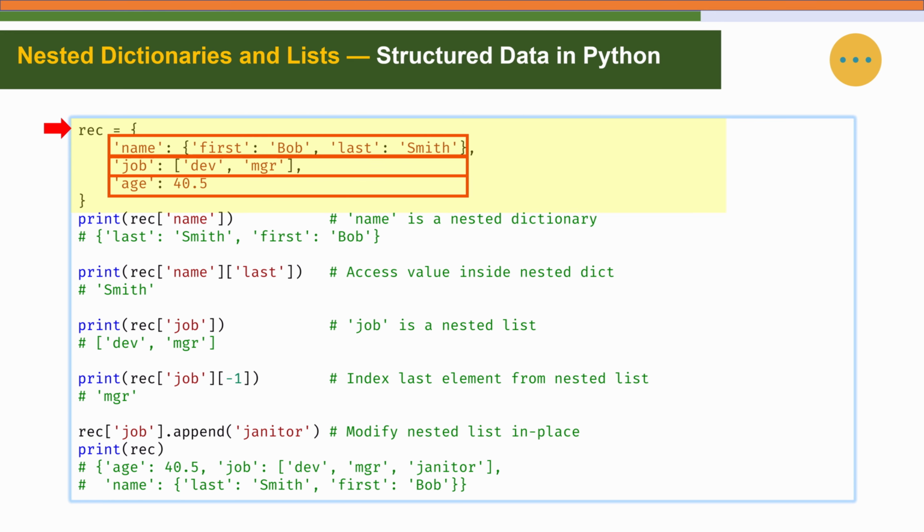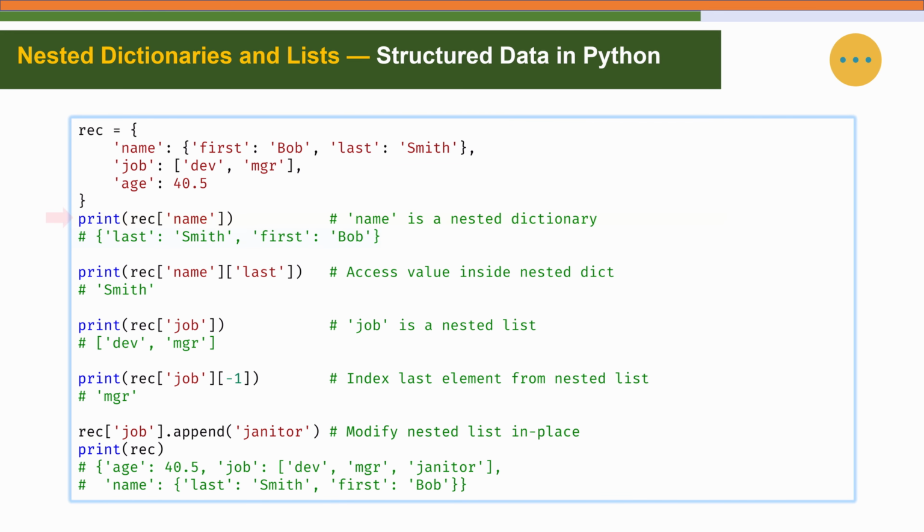When we access rec['name'], we get the entire nested dictionary. We can chain indexes. So rec['name']['last'] navigates to the name dictionary and extracts the last value. Likewise, rec['job'] gives us an entire job list, and rec['job'][-1] selects the last element, that is MGR. Because lists are mutable, we can expand Bob's job list directly using the append function.